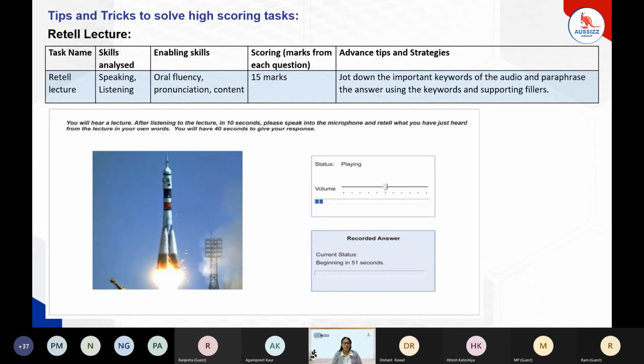The next task is retell lecture. This as well is one of the high scoring tasks. It is giving the score towards speaking and listening. The reason being that we have to listen to the lecture and speak about that particular lecture. And that's the reason why speaking and listening is one of the tasks. Apart from that, we have to speak about that particular lecture for 35 or 36 seconds.